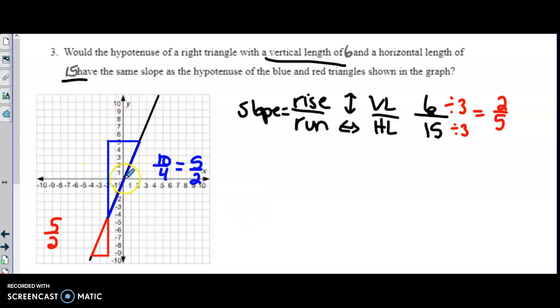In fact, if you graphed 2 over 5, you would go up 2 and over 5. So it would look like this. That is a totally different line than what we have here. So those are not the same. The slope is different.